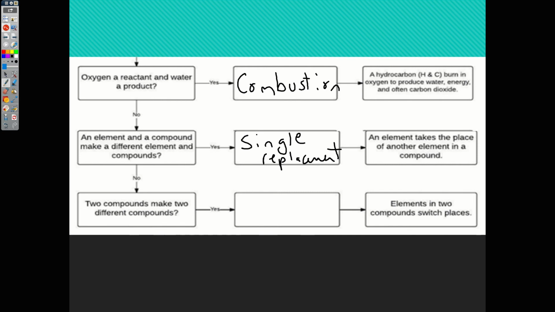All right, and lastly, if you answered no to all of the previous ones, two compounds make two different compounds. If you have two compounds, that is your double replacement.